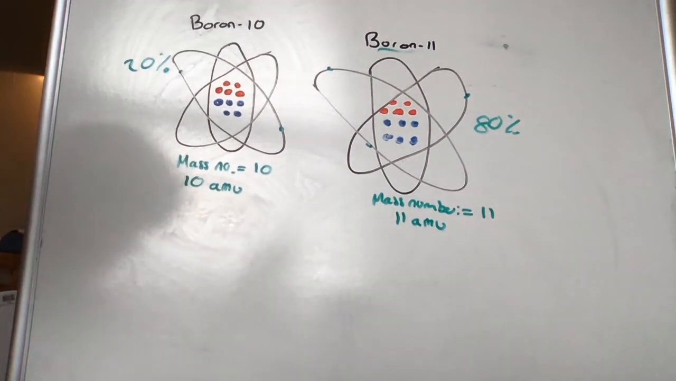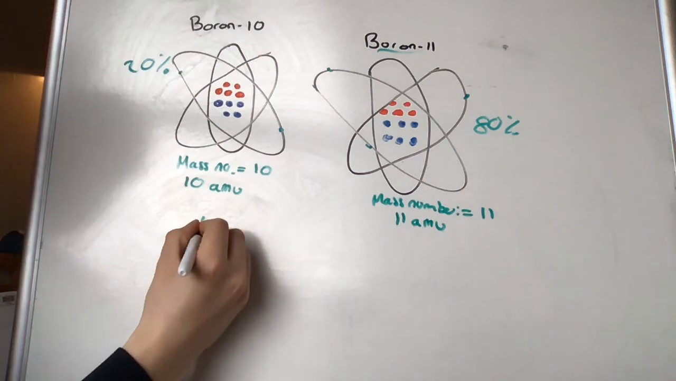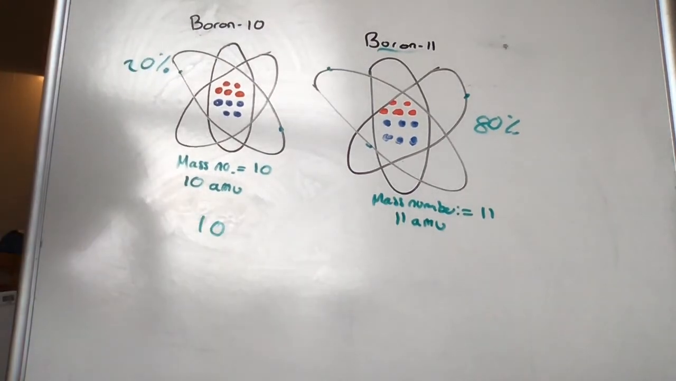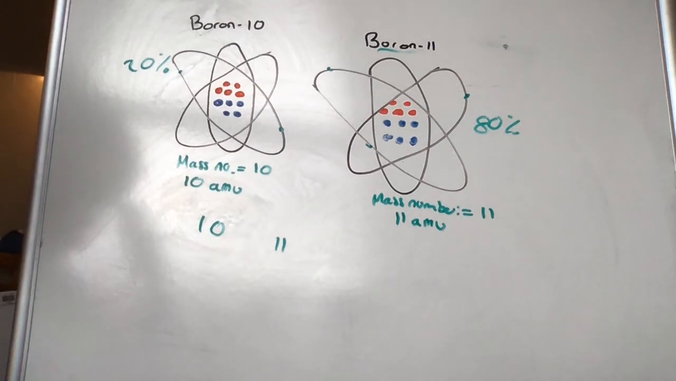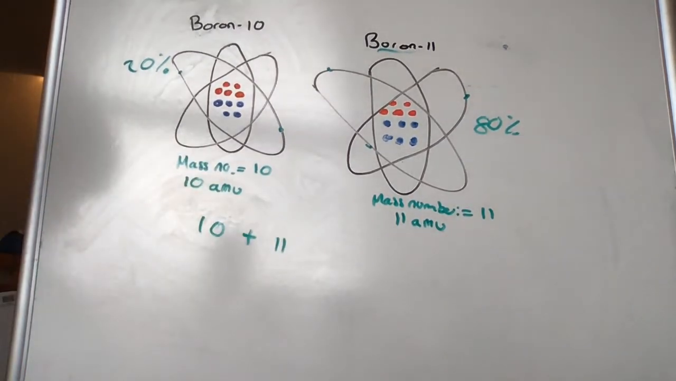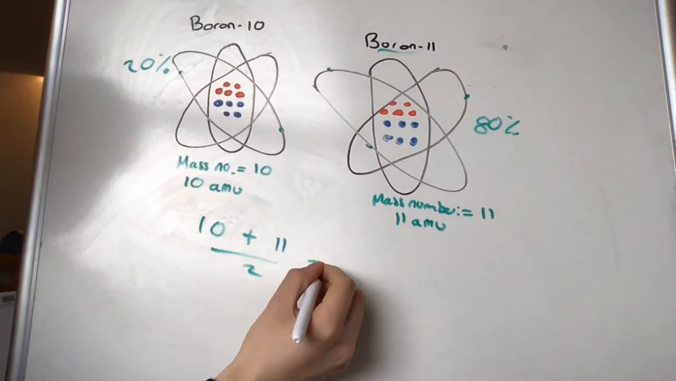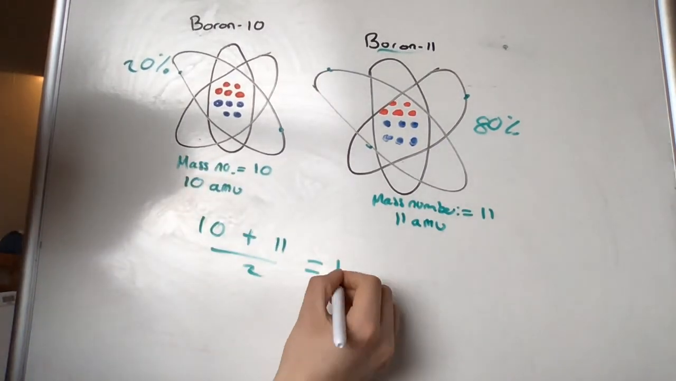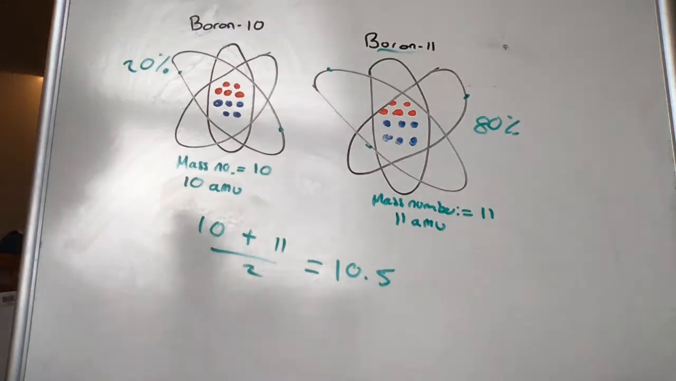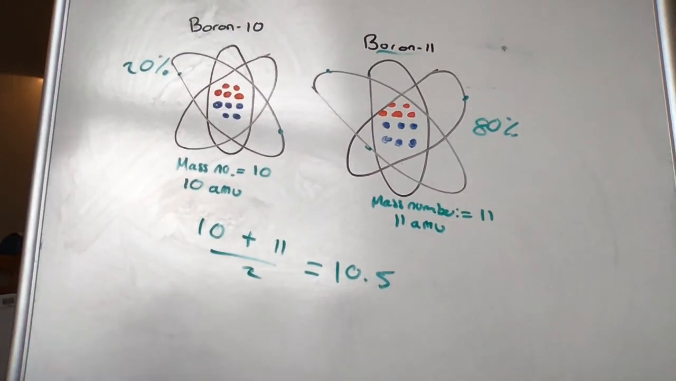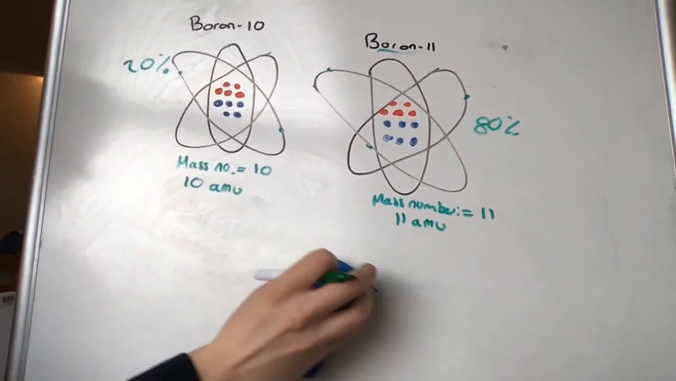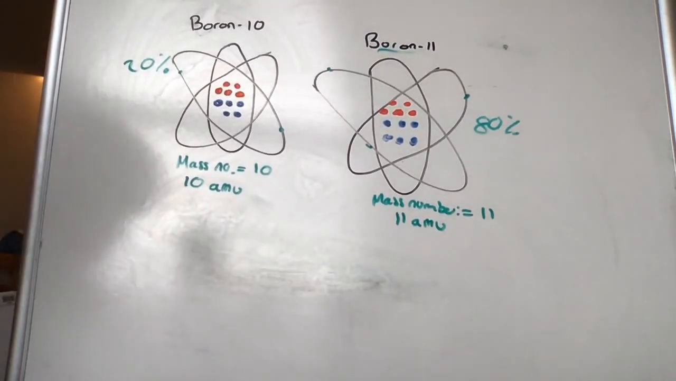Now you might think, this is easy, I know how to take an average. We go, well, this guy weighs 10 AMU, and we know that this guy weighs 11 AMU. So let's just add them up, 10 plus 11, and divide that by 2, and that would give us 10.5. Right, does that not make sense? But if you did that, that would be pretty wrong. So I'm just going to get rid of that and tell you the proper way of doing it.